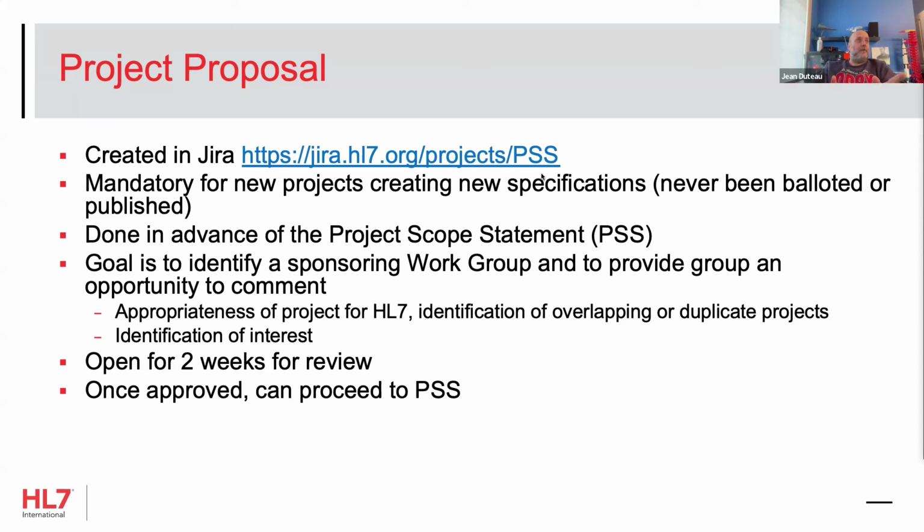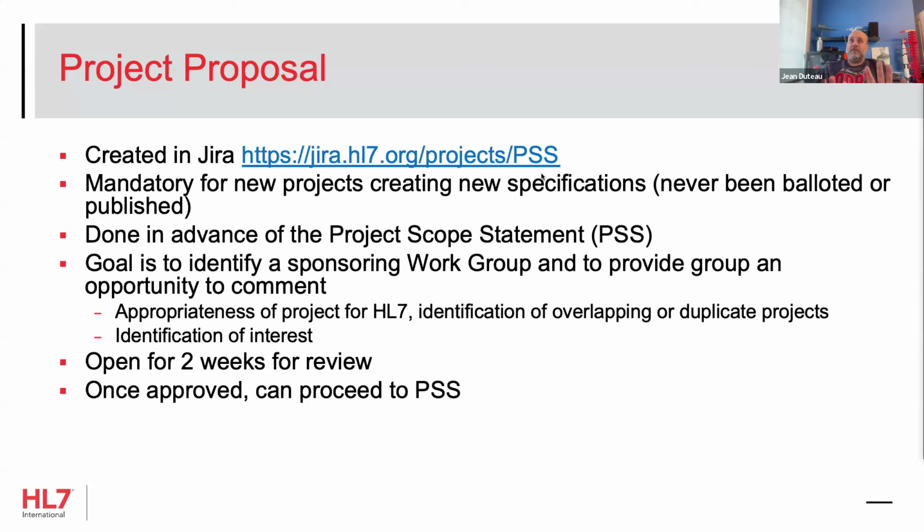And so once you've got your project proposal and the 2 weeks have gone by and you've figured out who your sponsoring work group is, you've answered all the questions, you've noted, oh, these other groups are interested or they want to co-sponsor, then you move on to the project scope statement.